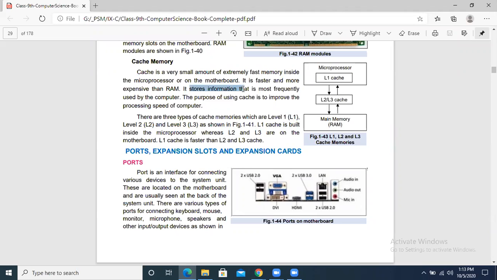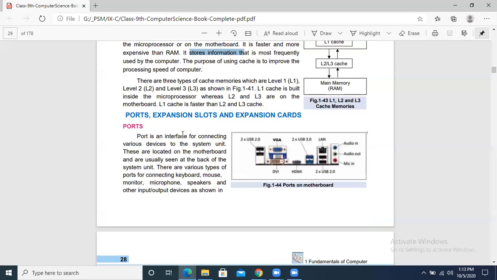It stores information that is most frequently used. When the data is being processed by the computer system, it holds the data. The purpose of using cache is to improve the processing speed of the computer. There are three types of cache memory, which are L1, L2 and L3. You can see over there, L1 is inside the processor, L2 and L3 are on the motherboard. These are the three types of cache memories.